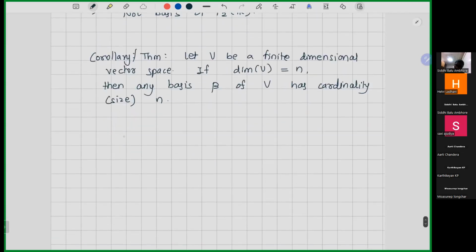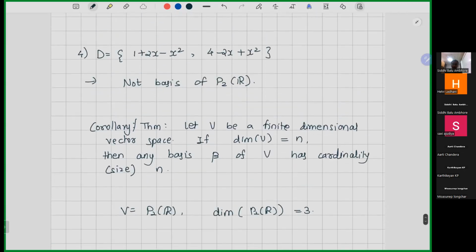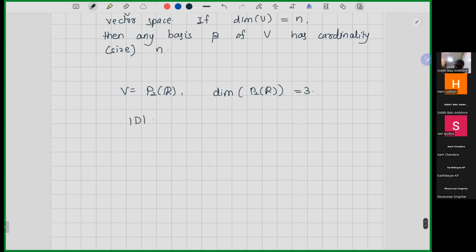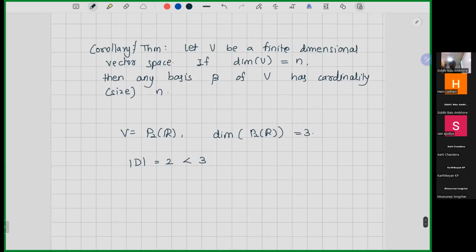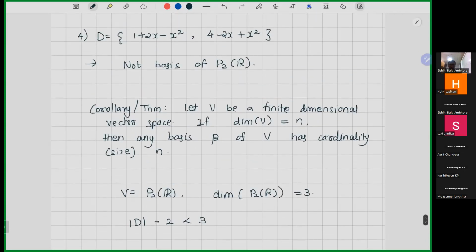In this case our vector space V is P2R, and as we all know, the dimension of V is 3, right? But what is the cardinality of D? Cardinality of D is 2, which is less than 3. So this cannot form the basis, okay? Can somebody tell me why? Because of this theorem, yes, but can somebody explicitly give me one element which does not belong to this set?